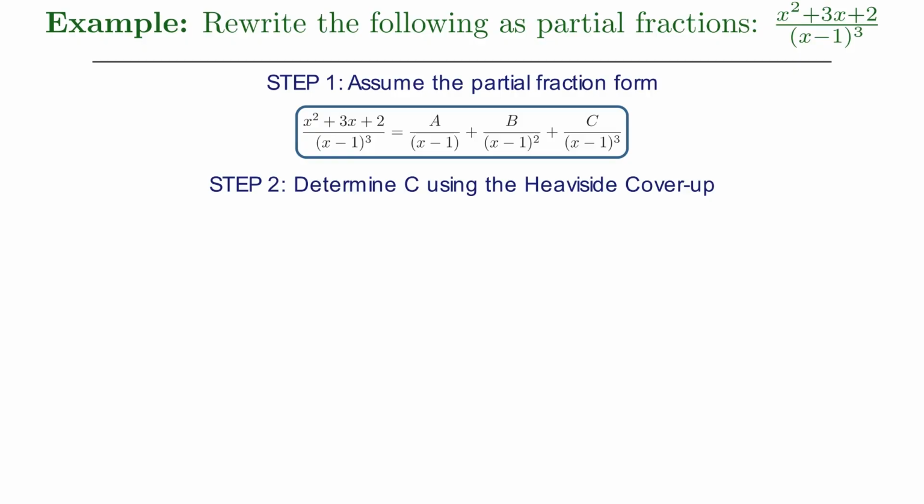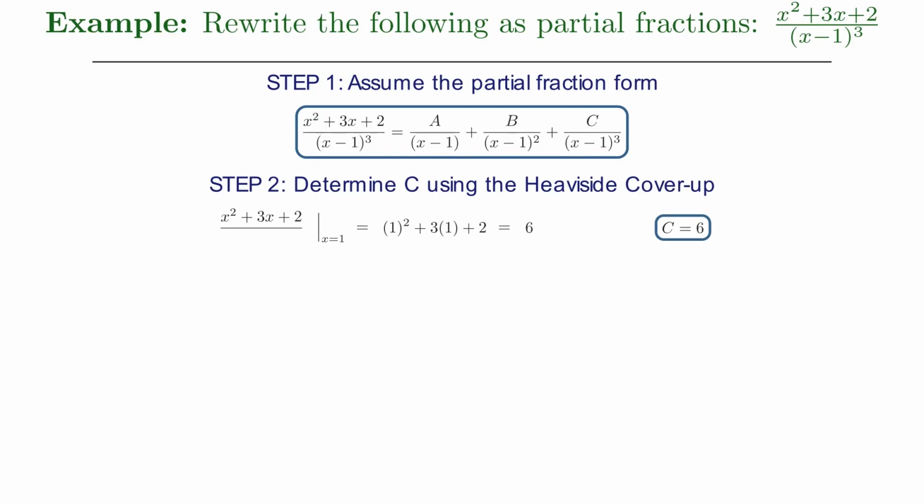To do this, I take the left-hand side expression, x squared plus 3x plus 2 over x minus 1 cubed, and I cover up the factor relating to C, the x minus 1. I need to evaluate this where x minus 1 is equal to 0, so substituting x equals 1. This gives me a value of 6. Therefore, C is equal to 6.